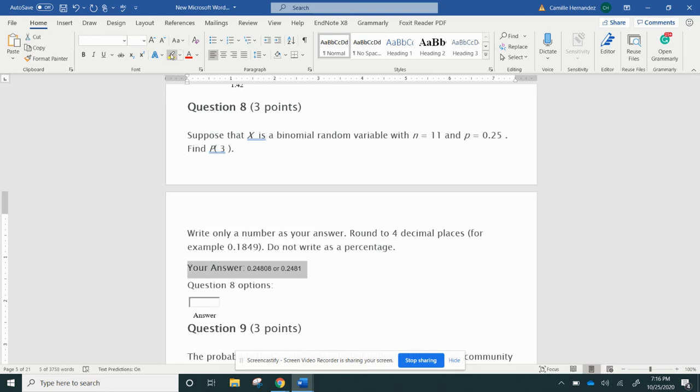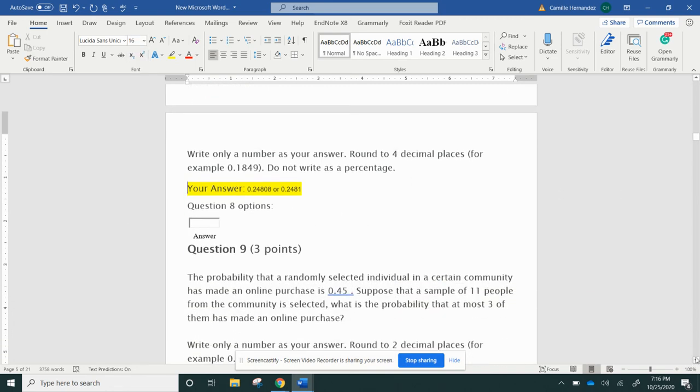Let me make it a little bit bigger so everybody can see it. Okay. And then number 9 is different. So I did the binomial, so that is how you would do the binomials.